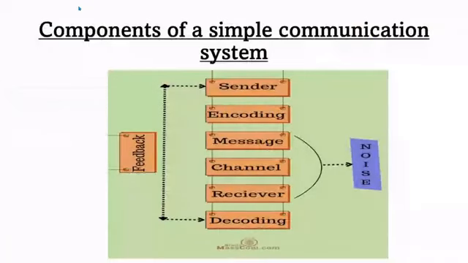Moving right along, now let's look at the components of a simple communication system. Let's take a minute to examine this diagram right here. First of all, we're seeing sender, then encoding, then message, then channel, then receiver, then decoding, and then feedback.